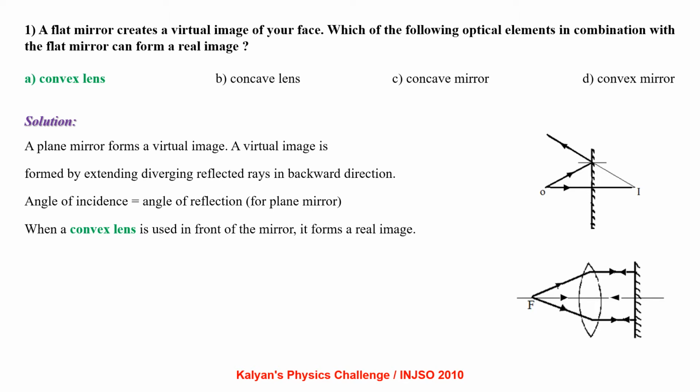So in the case of a plane mirror, angle of incidence equals angle of reflection. So the image is formed at the same distance as that of the object from the mirror. Now in order to form a real image, we can use a convex lens in front of the mirror, because a convex lens is a converging lens, it will converge the rays of light to form a real image.